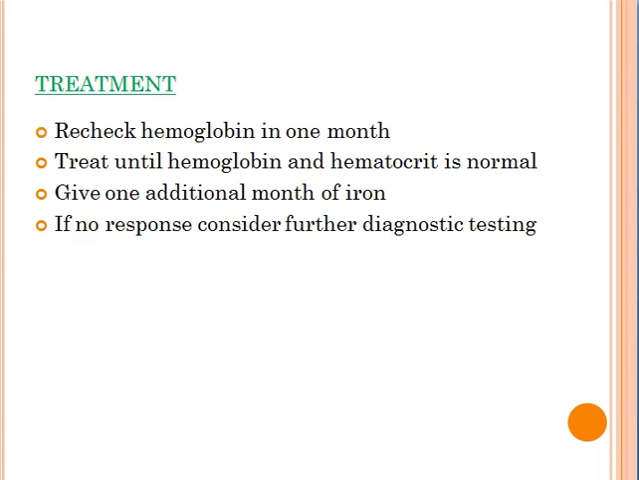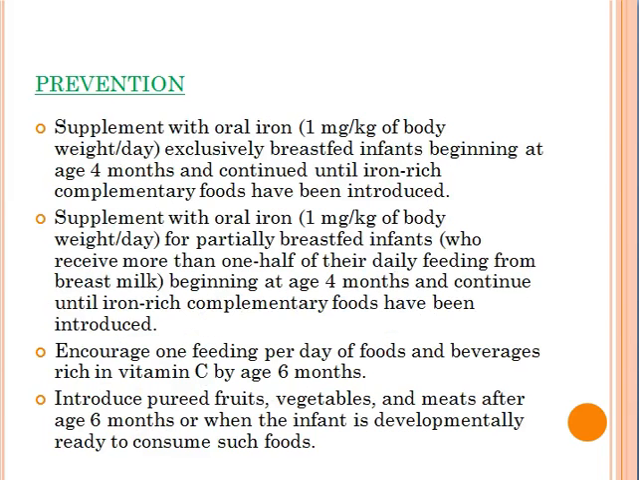Now, if we can just increase the hemoglobin with diet, that's fabulous, because iron is tough on the tummy. Black stools can cause some constipation, and many times parents will just stop giving it and they're not compliant with it. So we really need to stress that diet is the most important factor.